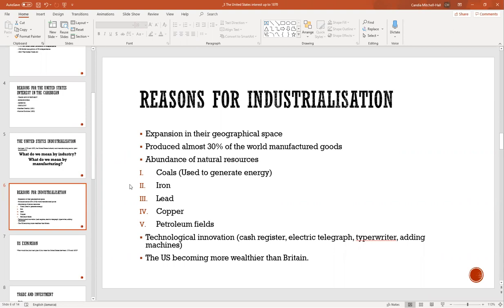And all their expansion that they are doing, because they had the idea about their manifest destiny, the more they expand, the more they have natural resources. So they are finding coal, iron, lead, copper, petroleum, quite a lot of things in terms of natural resources, which they have used in their manufacturing sector.